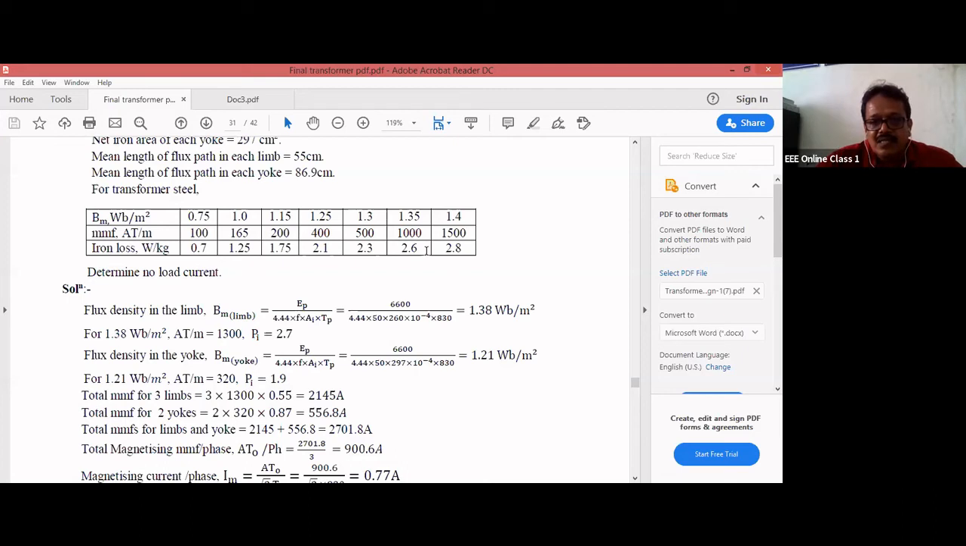You can see here, what is the difference? 2.6 to 2.8, the difference is 0.2. Here the difference is 5. So what do you do? 0.2 divided by the difference 5. You divide by 5, then what do you get? 0.04. Okay, you get 0.04.